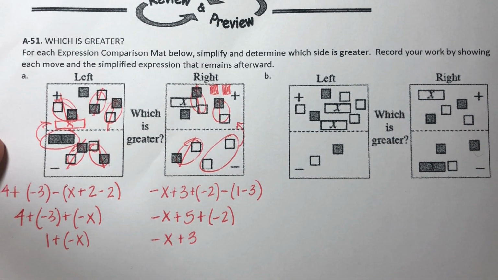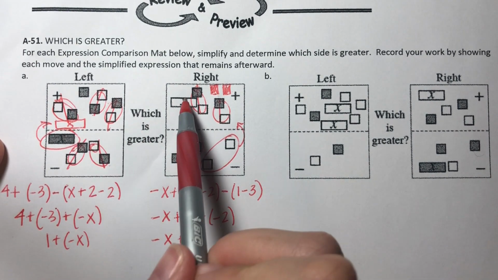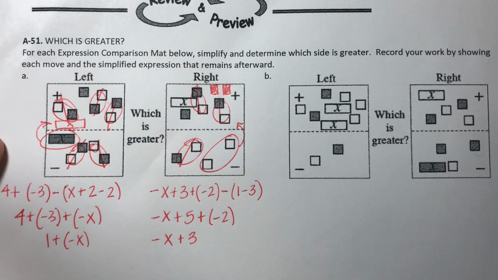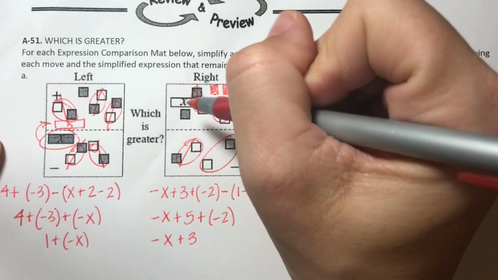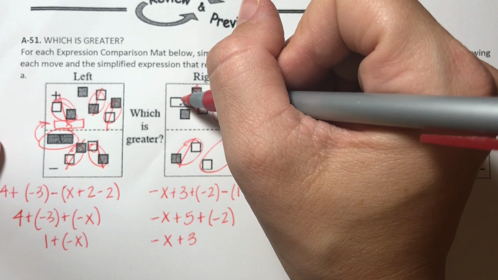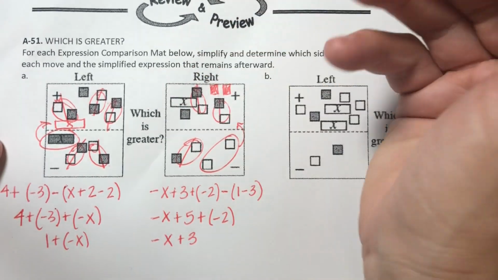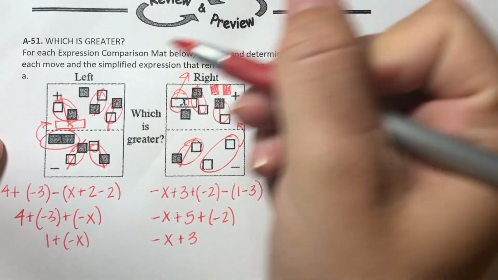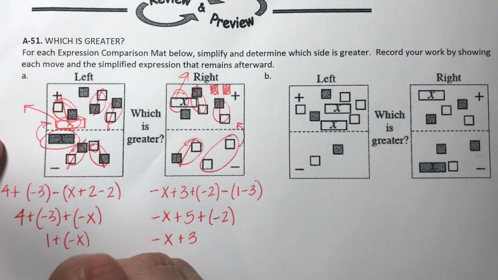And then if you notice, you can see it down here, you've got that -x tile on both sides. And also, if you look up here, you've got that -x tile on both sides. And so remember, if you've got the same tile, the same shape, the same value, like positive or negative, then you can just ditch them. So we're going to ditch that, and we're going to ditch that. And so that leaves us with 1 on this side and 3 on this side.